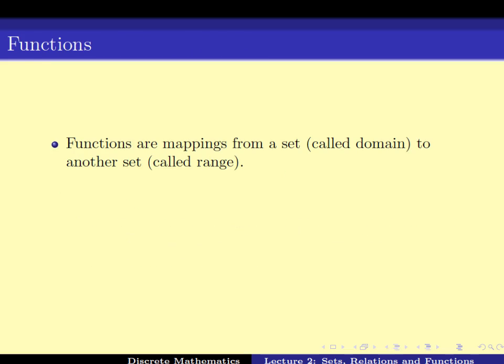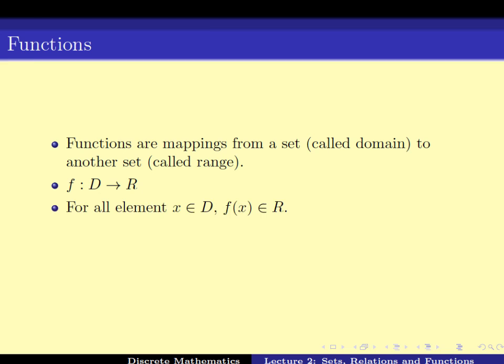Moving on, let us tackle the third important abstract concept, and these are called functions. So what are functions? Functions are mappings from a set which we call a domain to another set which we call range. So it is denoted like this: f from a domain D to a range R.